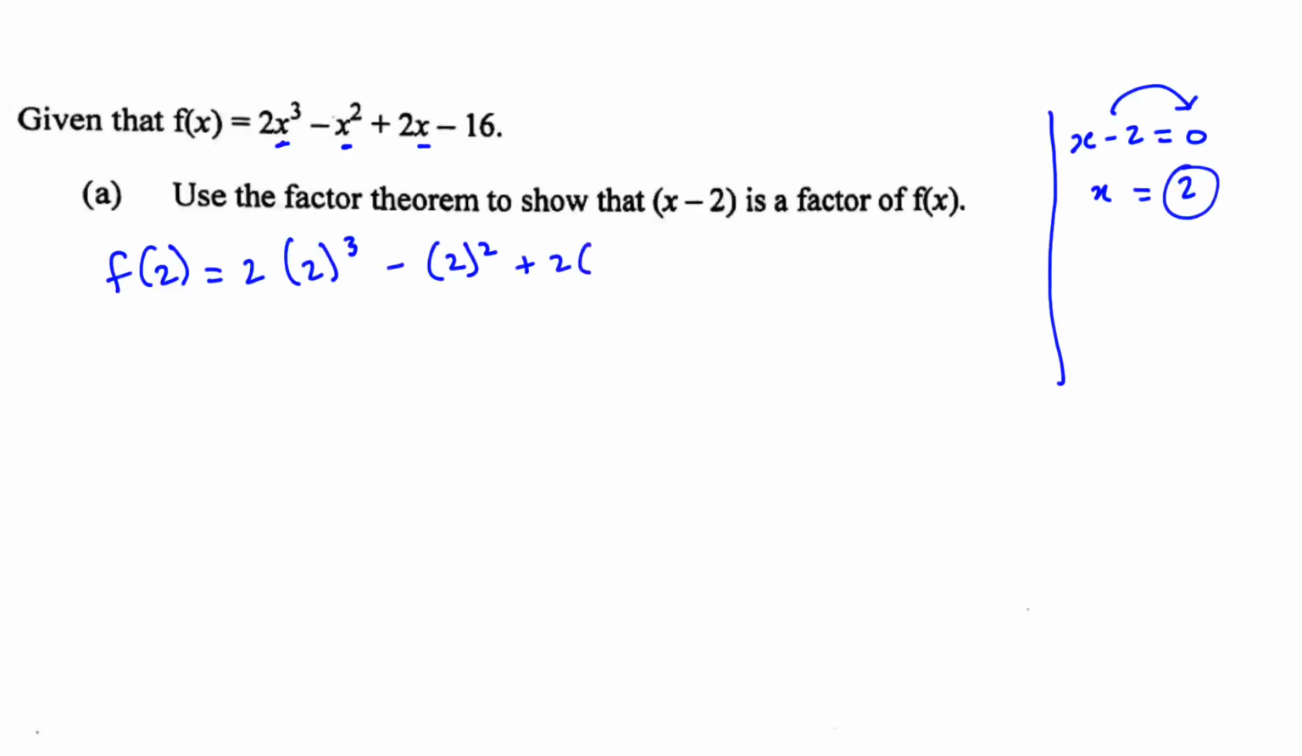Always put brackets, because if you don't put a bracket, you might make a mistake. After you substitute, because they have already informed us that it is a factor, you don't need to put it in the calculator. You just write it equals 0. And this part of the question is done.